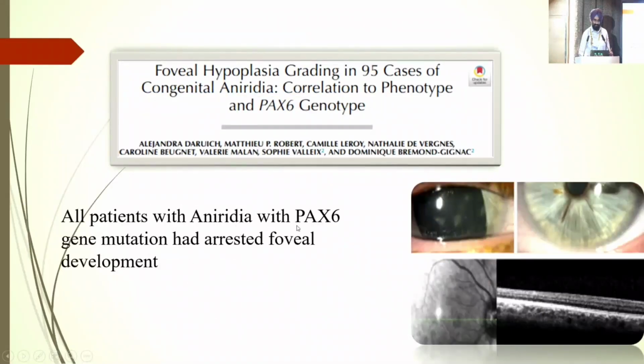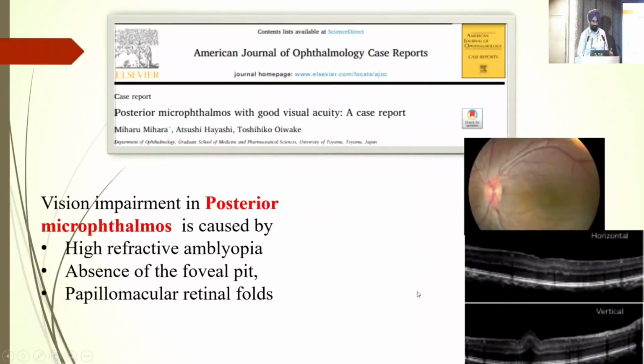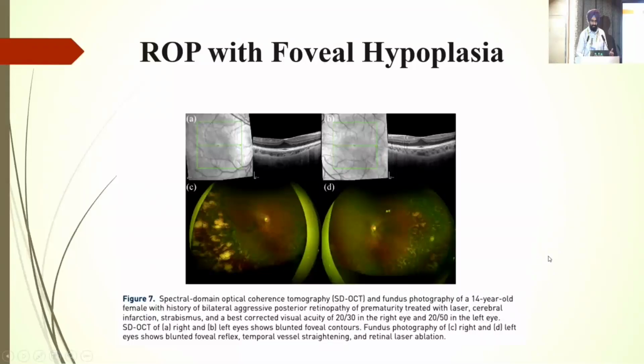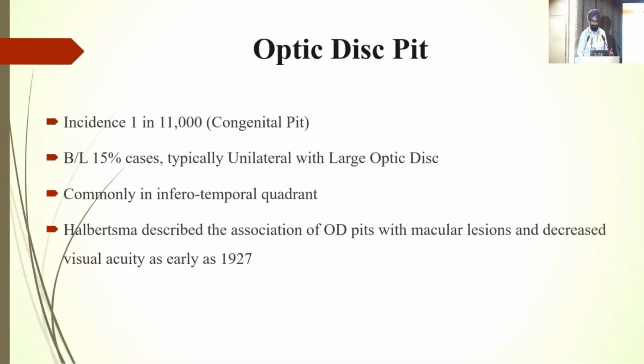In patients with aniridia with PAX6 anomaly, the foveal contour is absent. In posterior microphthalmos, again, the foveal pit is absent. In ROP, it can be seen post-laser. While in optic disc pit, the incidence is about 1 in 11,000. It's bilateral in about 15% of cases.